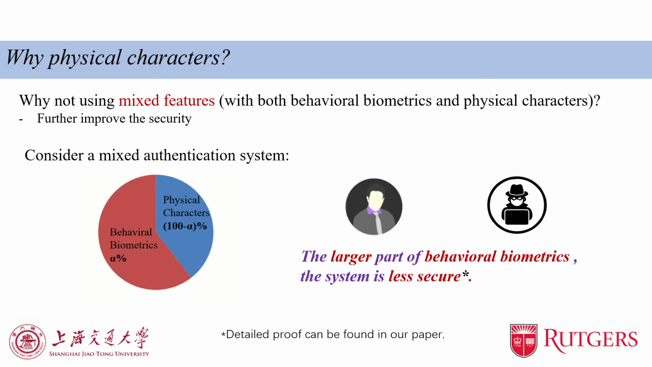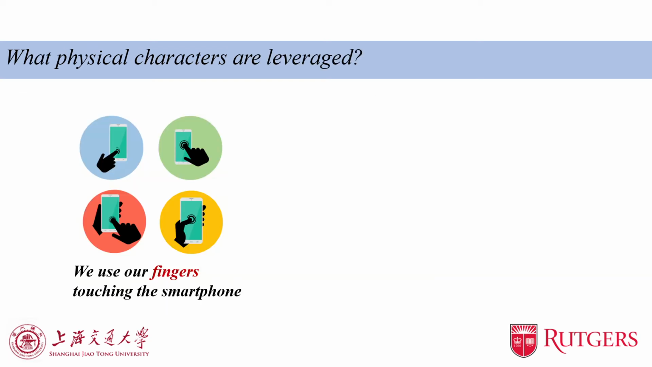Then, under these assumptions, we can show that the larger the part of behavioral biometrics, the less secure the authentication system is. Therefore, for security reasons, we would like to explore only physical characters for an on-touch user authentication system. And that explains why we use physical characters.